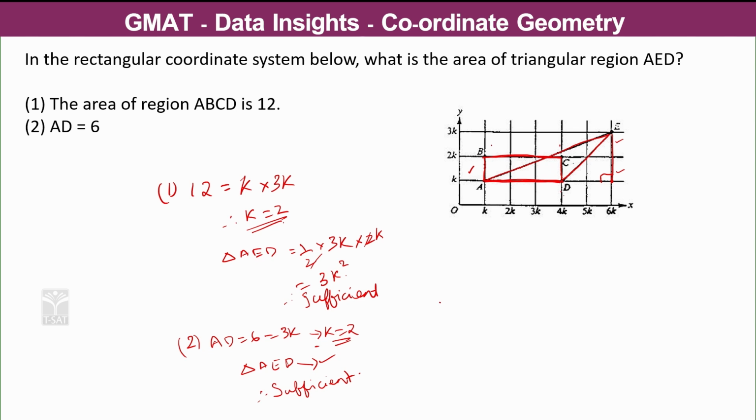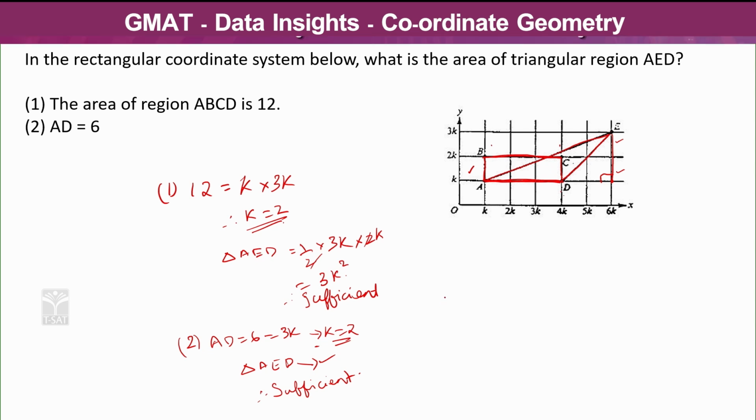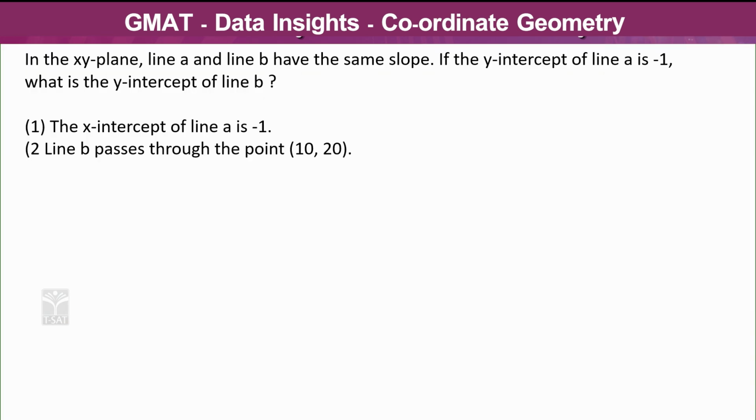When both statements are sufficient, that is statement 1 alone is sufficient and statement 2 alone is sufficient, the answer option will be D. Let us look at the next question. In the xy plane, line A and line B have the same slope.